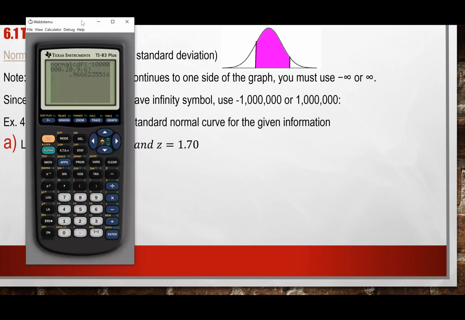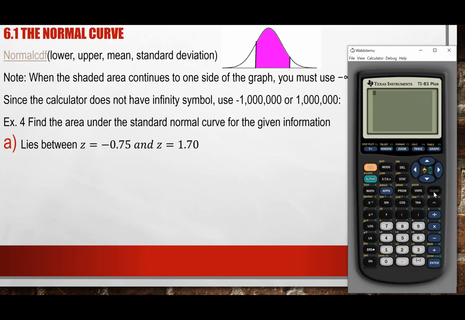Looking at this, let me clear all this. Everybody see my calculator on the screen? I will try to do the 83 first, and whoever has an 84, I will show you the 84, and then I will go back to the 83. To do this, we know that this is what we're looking for: the area between these two values.